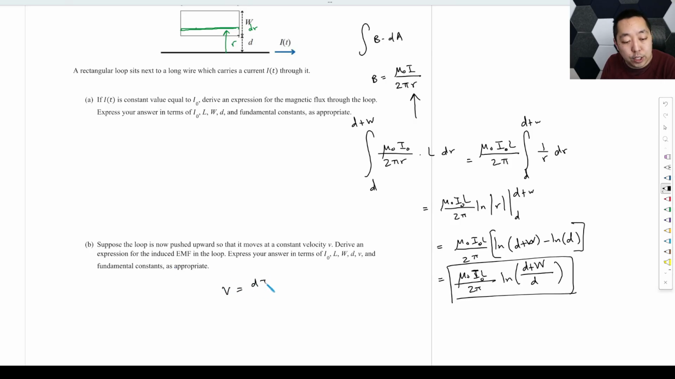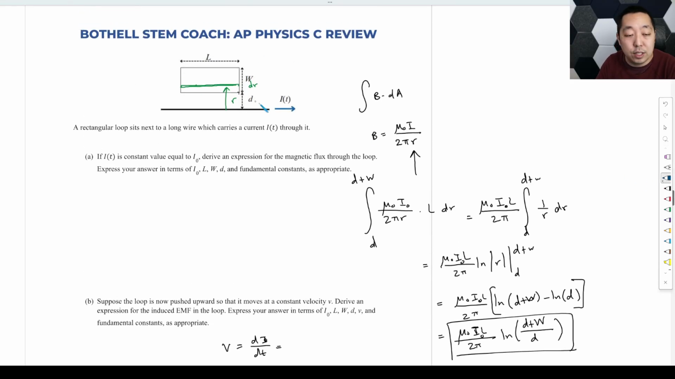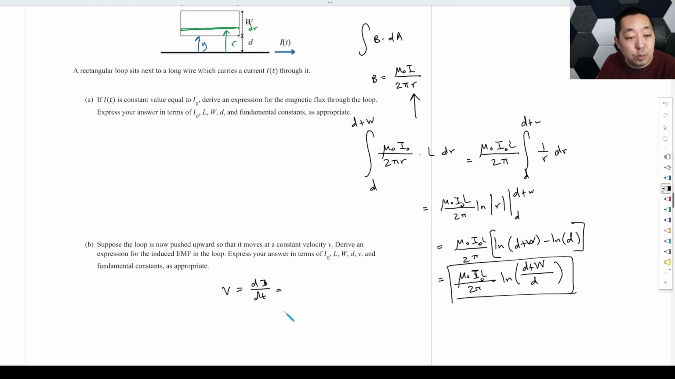So how are we going to figure out the induced EMF? Well, it is the rate of change of the flux, dΦ/dt. Now, we need to take our expression, where we found the total flux as a function of d, but now instead of d, let's call this distance y. So I'm going to replace d with y, and the y variable is going to be changing. So it's ln of y plus w over y, and that is our flux equation.